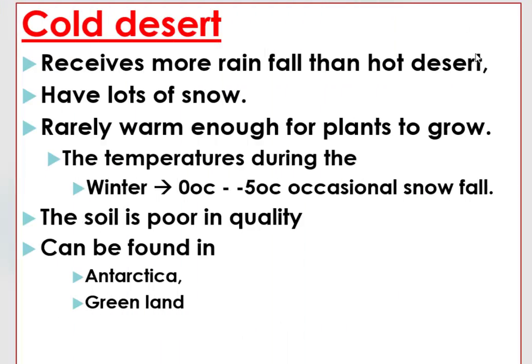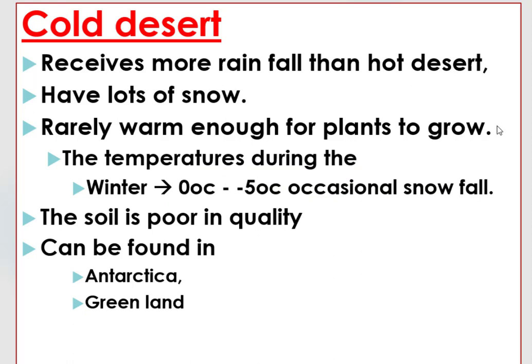The second type of desert is the cold desert. Cold desert receives more rainfall than hot desert, and is characterized by a lot of snow. That means the cold desert is rarely warm enough for plants to grow. Temperatures during the winter range from 0 degrees Celsius to negative 50 degrees Celsius with occasional snowfall.